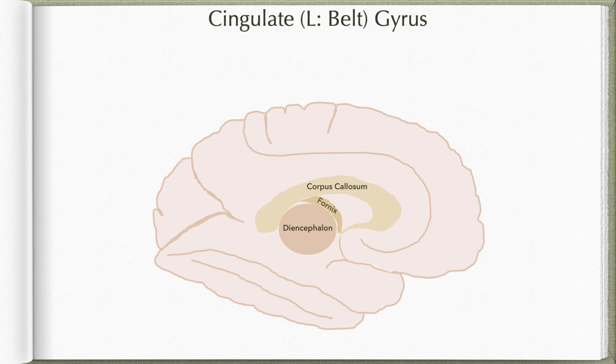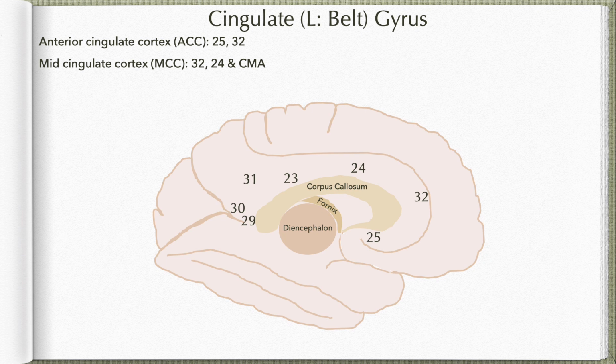The word cingulate means belt. It is forming a belt around the corpus callosum. Now the cingulate gyrus shows multiple Brodmann areas. They are areas numbered 25, 32, 24, 23, 31, 30 and 29. This area is quite expansive, so it is divided into 4 subparts. There is an anterior cingulate cortex which is made up of area numbers 25 and 32. Then we have got mid-cingulate cortex that includes part of the posterior part of the area 32 and 24.